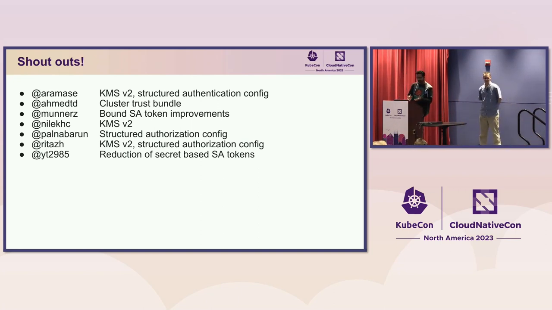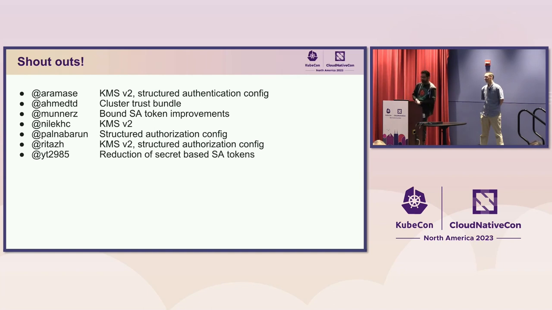I'm gonna go over some of the stuff we did generically in 1.29 before we deep dive more into the CEL stuff. There were six high-level things we worked on. KMS v2 went GA in 1.29, so yay, it's over. ClusterTrustBundle just landed in alpha, so I see some cert-manager folks here. I hope that they will adopt it at some point.